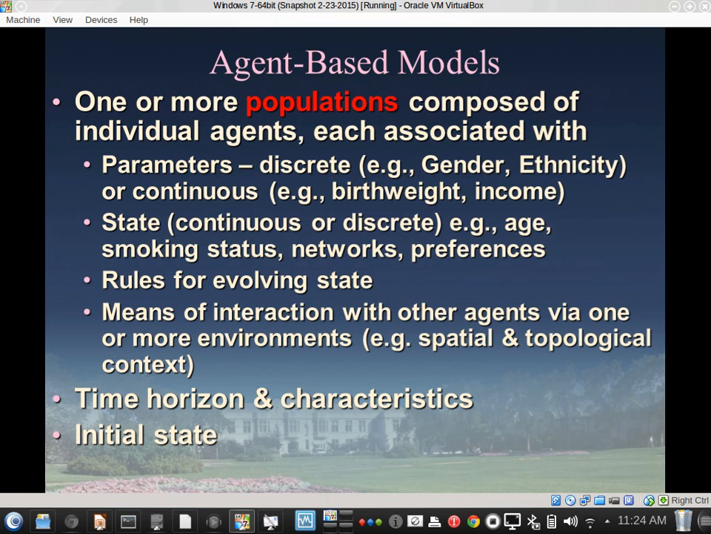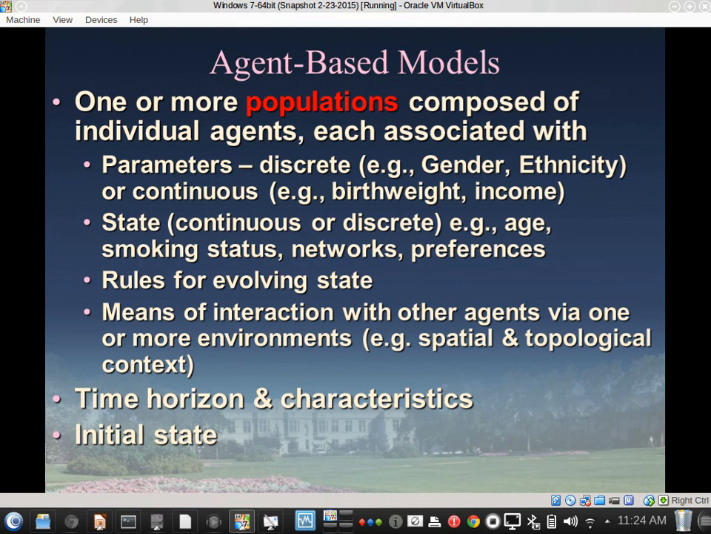Now, you'll also hear these referred to sometimes confusingly as micro-simulation models. That's a different tradition within the agent-based modeling area. It comes out of economics, but it's the same basic idea. It's a model of populations composed of individual agents. These individual actors are depicted, and each of them is associated with some characteristics we call parameters. And typically these are things that change less frequently. So things like their gender, their ethnicity, maybe their home location, their birth weight, and maybe income, although you might be interested in income dynamics, changes to income over time.